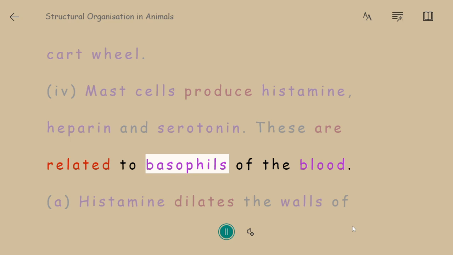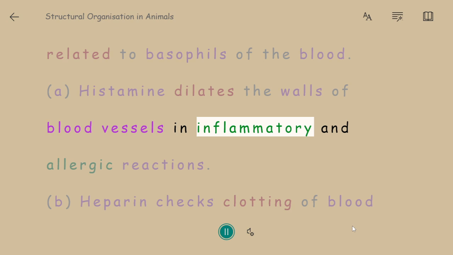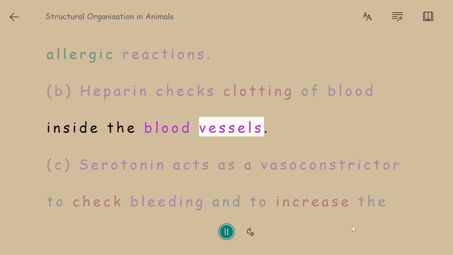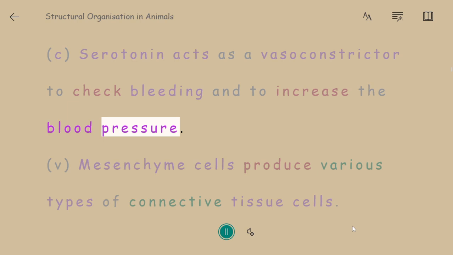A. Histamine dilates the walls of blood vessels in inflammatory and allergic reactions. B. Heparin checks clotting of blood inside the blood vessels. C. Serotonin acts as a vasoconstrictor to check bleeding and to increase the blood pressure.